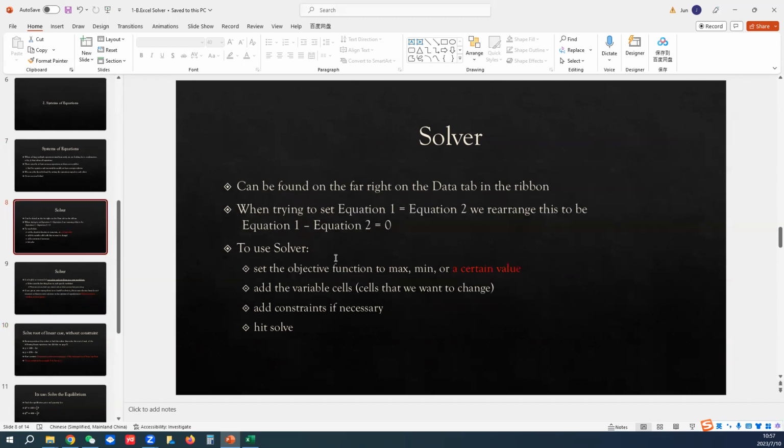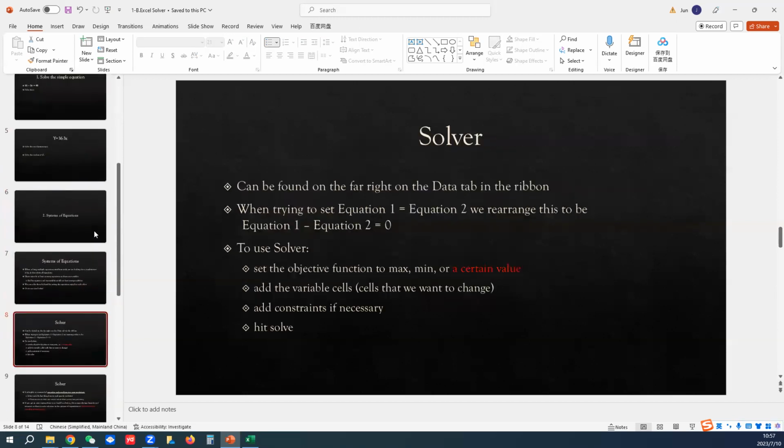Okay, and here we are going to use the function of setting the objective, which is the difference between these 2 equations, to a certain value, which is 0. And we add variable cells. We add a constraint, which is not needed here. We're going to talk about this later, and eventually we hit solve.